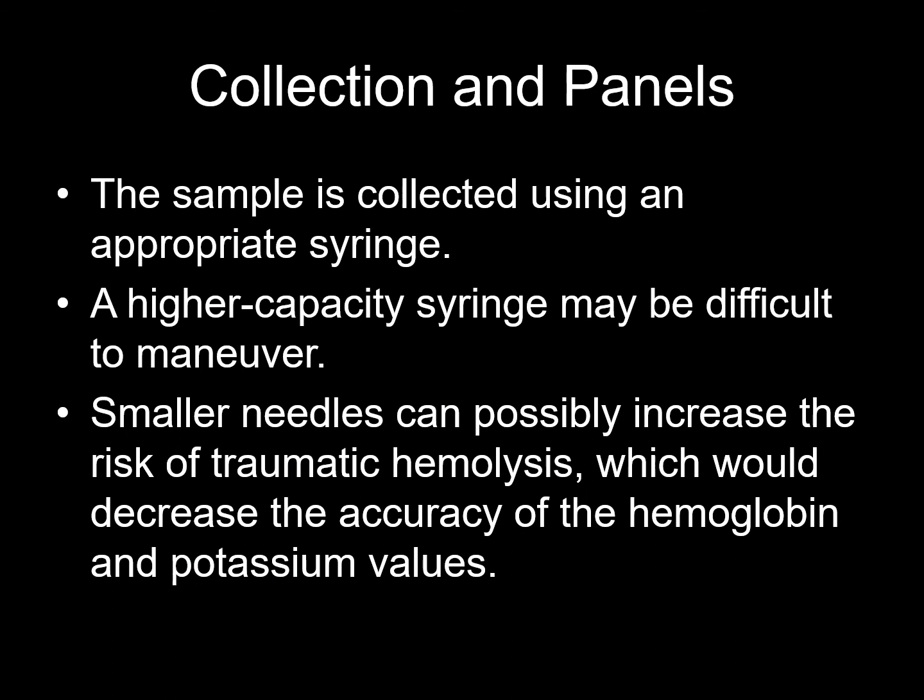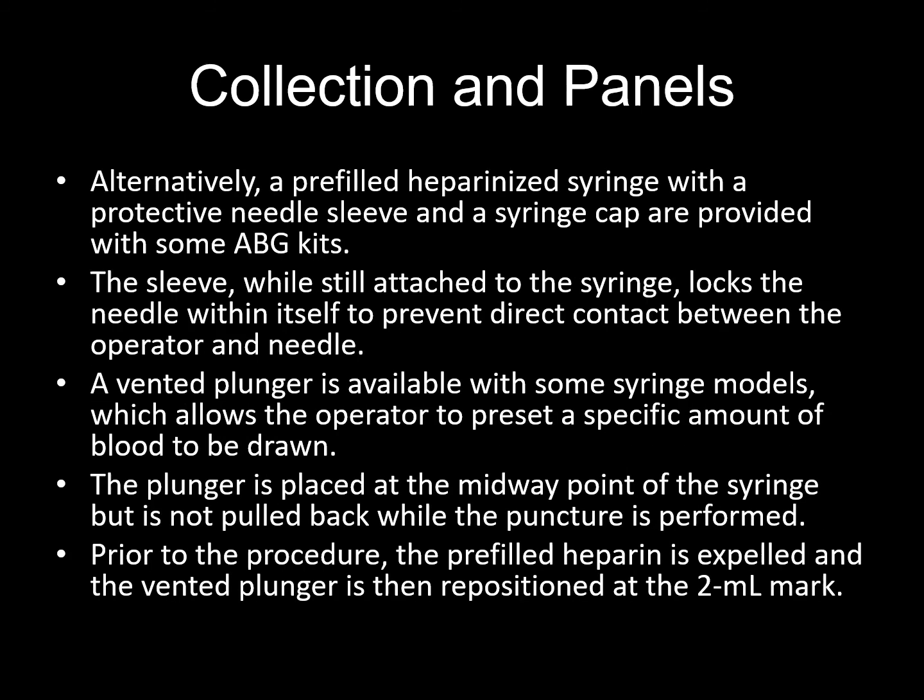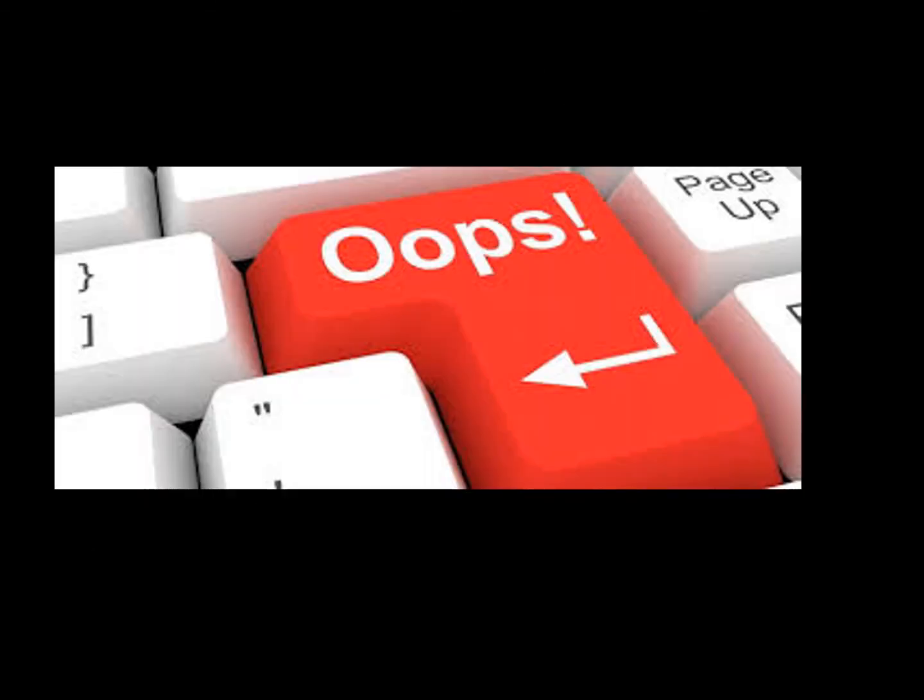A higher capacity syringe may be difficult to maneuver, and smaller needles can possibly increase the risk of traumatic hemolysis, which would decrease the accuracy of the hemoglobin and potassium values. Once collection is successful, send the specimen to the lab for immediate processing. There you go. Tell me what is wrong in the following videos.